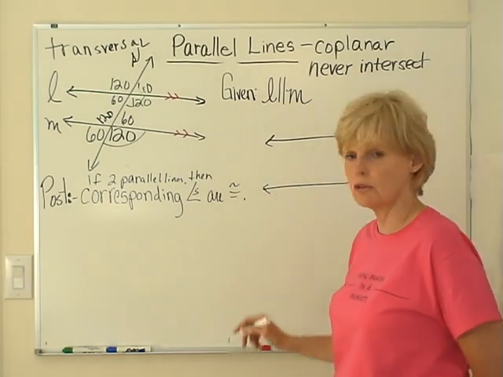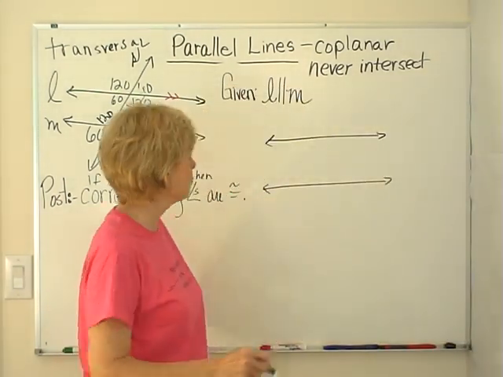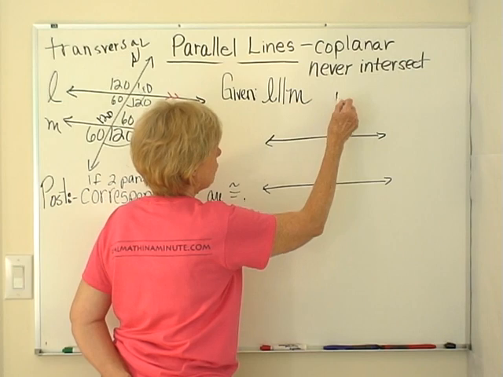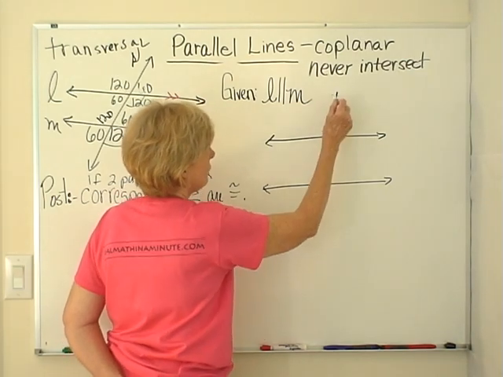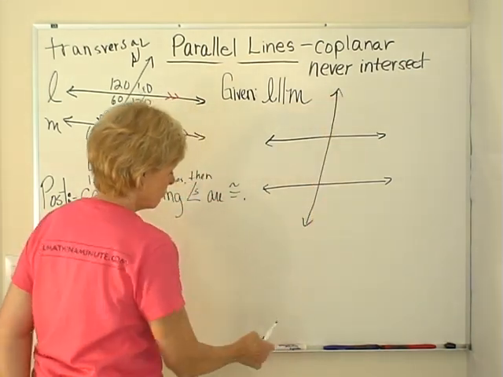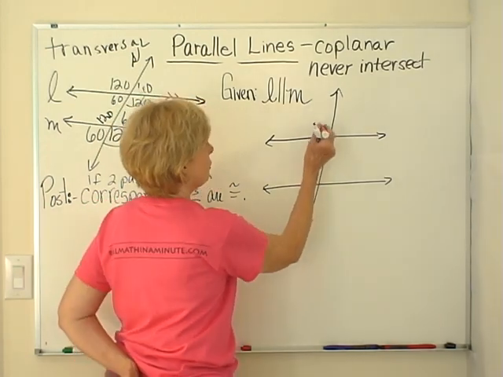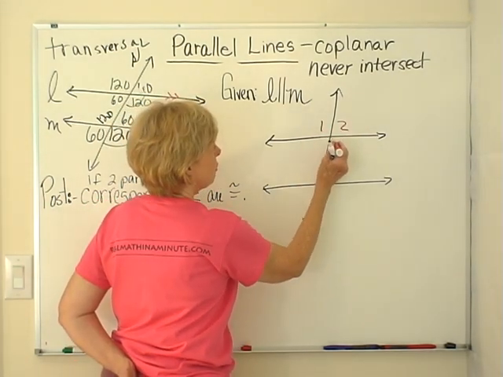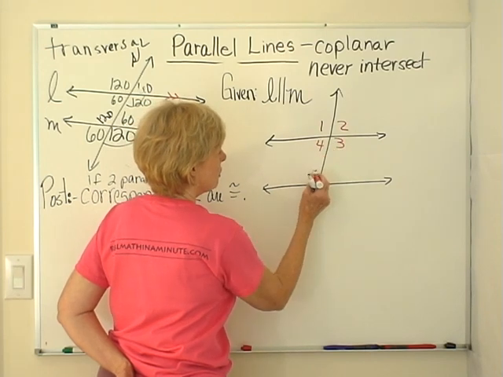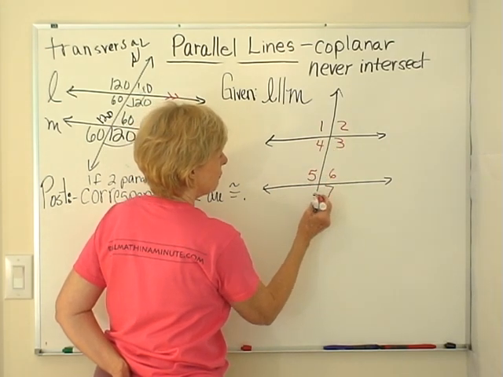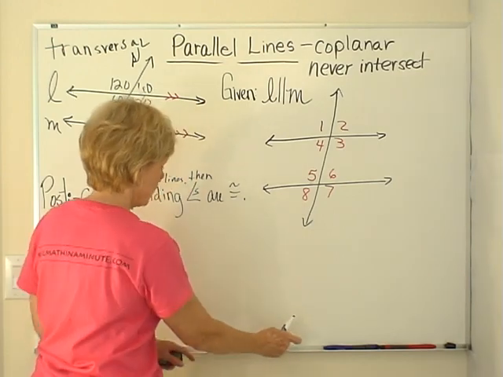And this time we're just going to be making sure we know the names of them. And we'll have our transversal here again. And let's just number the angles this time. It doesn't matter how we number them, but I'll just start and go 1, 2, 3, 4, 5, 6, 7, 8. That's all that matters.